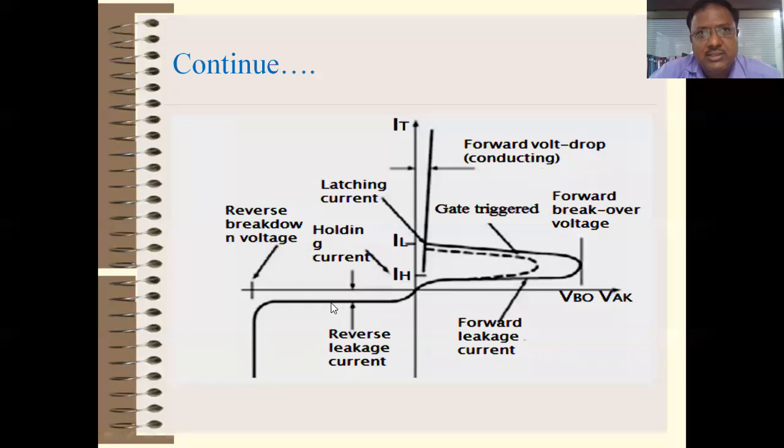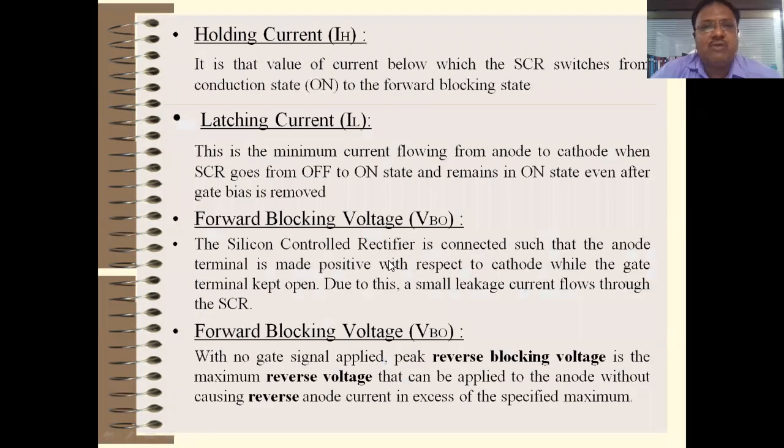If you further increase the reverse voltage to a particular value called the reverse breakdown, after that junctions J1 and J3 break down, the device is burnt out, and a large amount of current flows through the device. So this graph is shown. This is the reverse characteristics, and the first quadrant is the forward characteristics. Some terms are given here: IL, IH, forward breakover voltage, and reverse breakdown voltage. The definitions are given here.